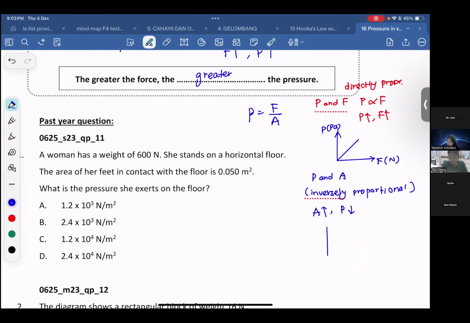If we plot a graph, how is their relationship? Okay, this is pressure in Pascal. This is area in meter square. So this one is like this. Okay, is that clear?